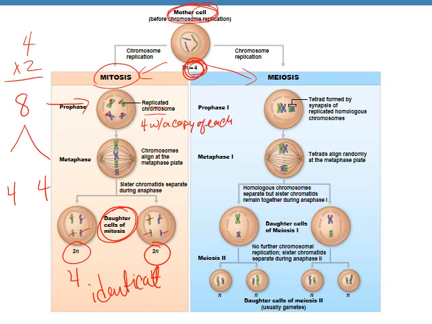Again, don't get confused about male versus female. They'll usually say the mother of all things, right? So they'll say the mother cell is the cell that's starting the division. It doesn't have to be a mom cell, right? It can be any cell.